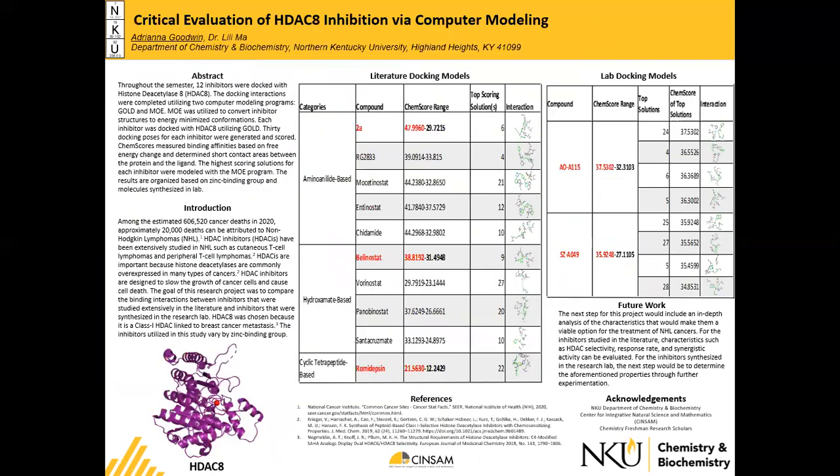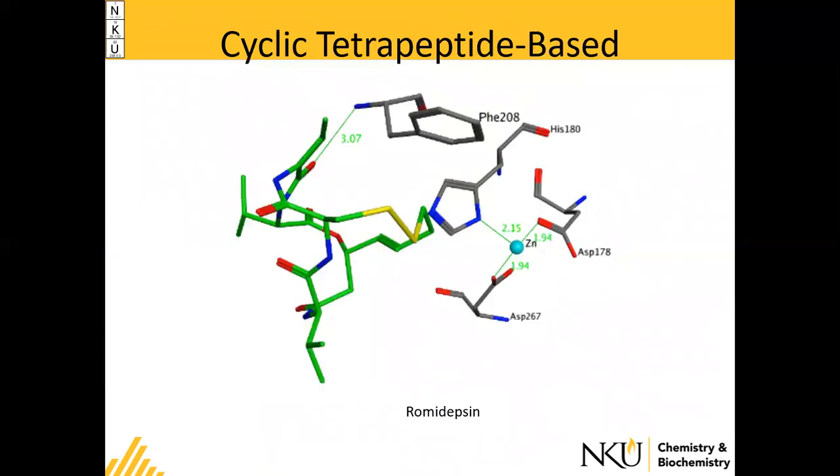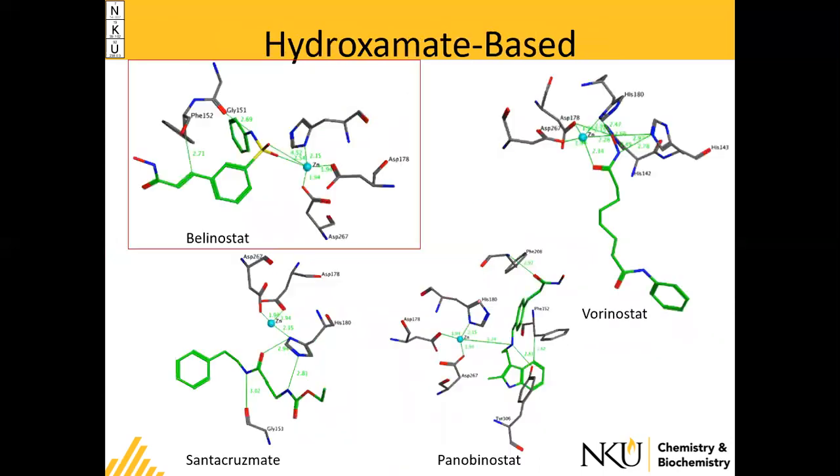And then if we go back and we look at cyclic tetrapeptide, you can see that romidepsin is the only one that was studied here, and has a pretty low binding affinity, and that's likely due to the bulky structure not being able to fit into the L-shaped pocket. And if we look at the docking picture, we can see why. There's no interaction with the zinc ion, and there's not much interaction with protein residues.